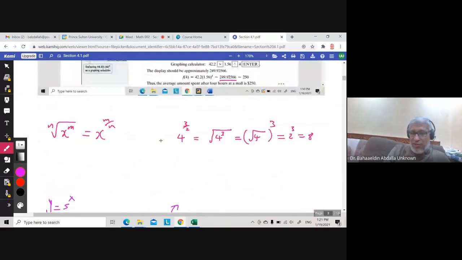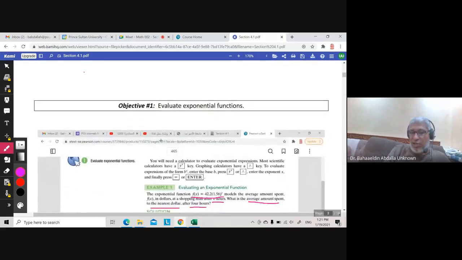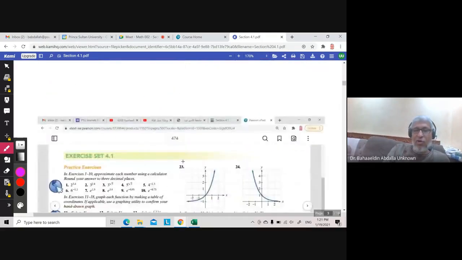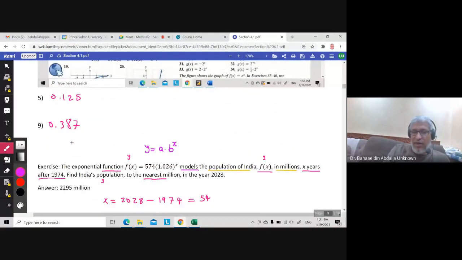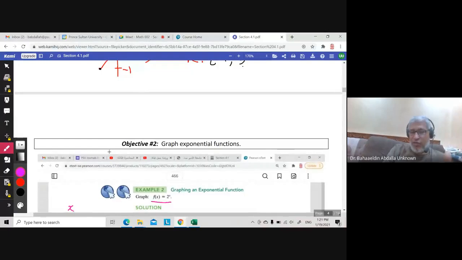These are the objectives. This is objective 1, evaluate exponential functions, and the questions about this objective would be like this: example 1, or question 5, 9, or this exercise. All of these exercises are about objective 1. Now objective 2, what is objective 2?